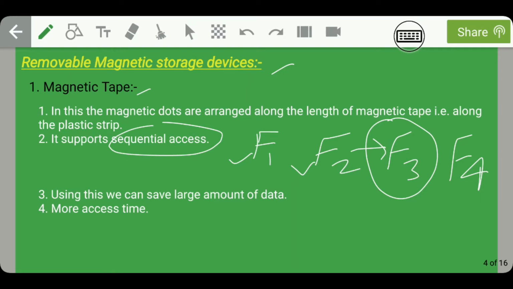Moreover, using these magnetic tapes, we can save a large amount of data. Guys, moving on, the access time required in case of these magnetic tapes is larger. And the reason behind this is that it supports sequential access. That is, for accessing file F3, I will have to go through all the files which are saved before file F3. So for saving a large amount of data, magnetic tape is fine, but for accessing it is not fine.